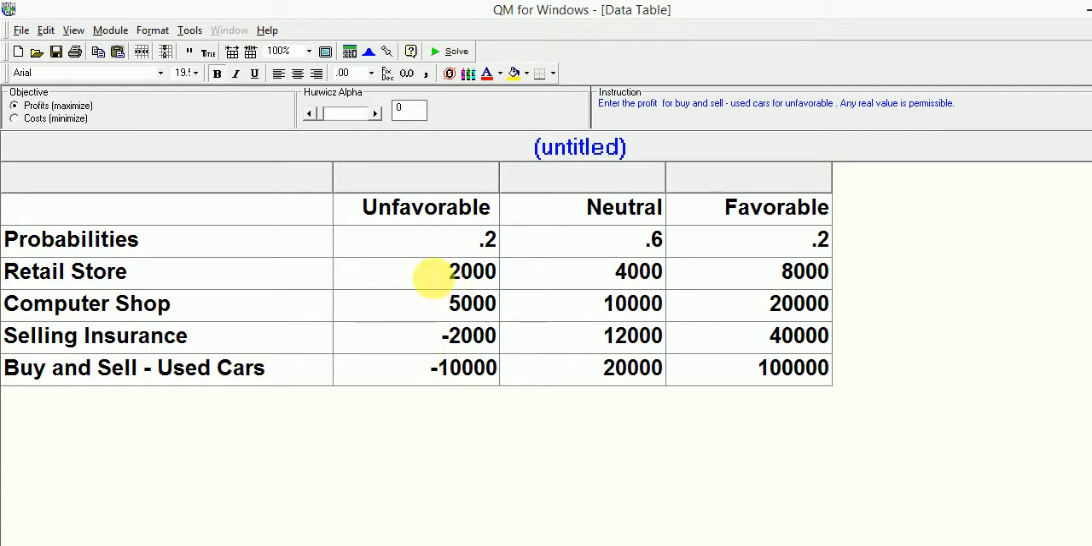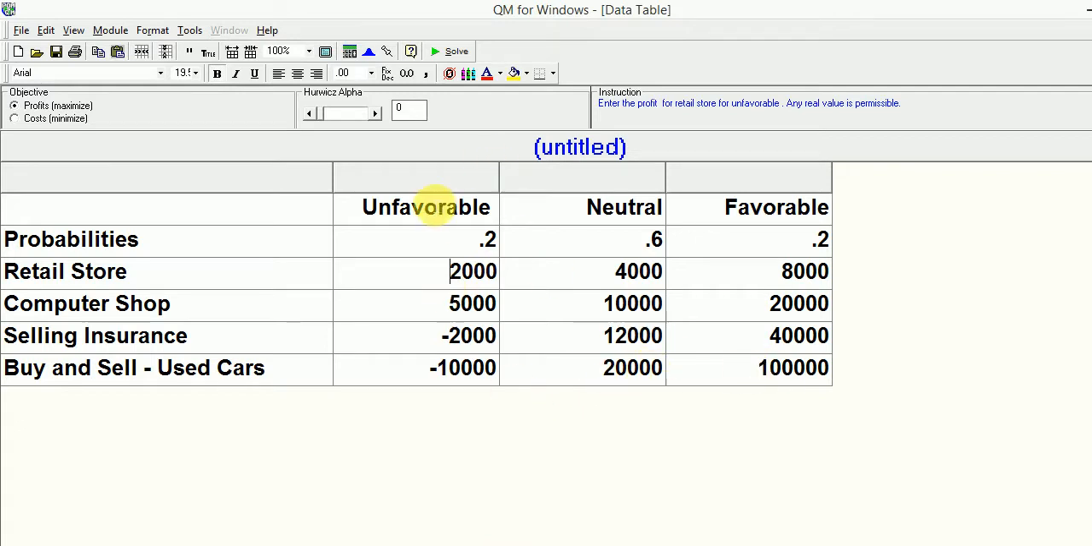Whereas if you do a retail store, whether it's an unfavorable, neutral, or favorable market, it's okay. I mean, you start earning. So with this kind of data before you, you don't know which one to choose, right? Of course, if it's a favorable market, you would choose buying and selling of cars immediately. But that doesn't happen all the time, right?